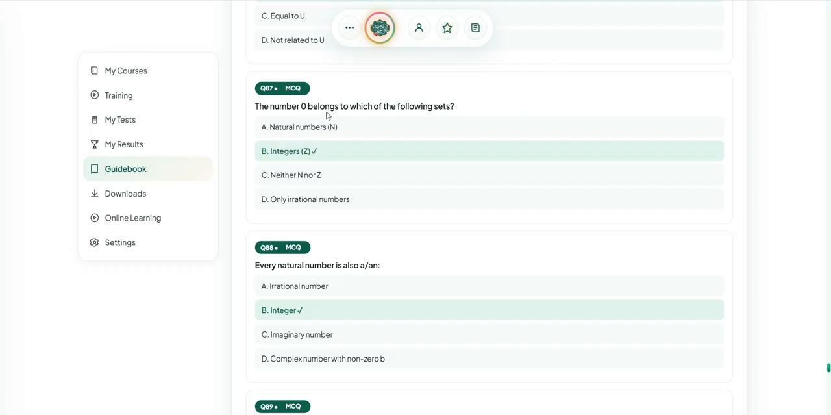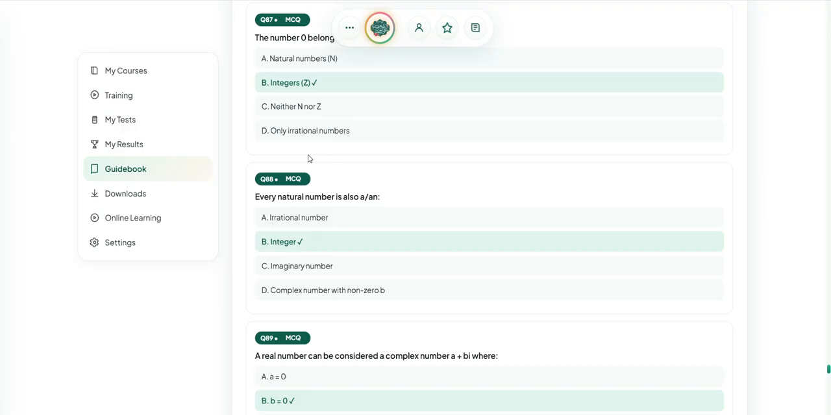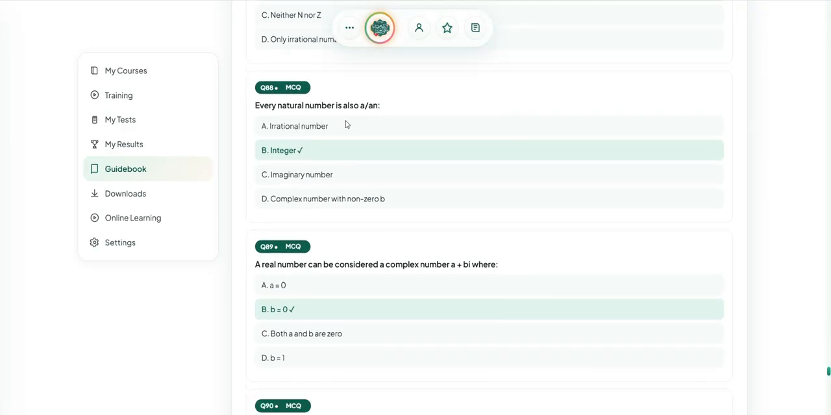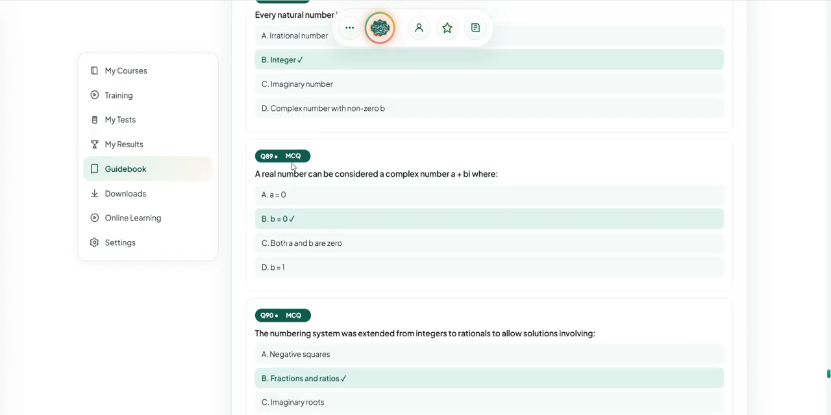The number 0 belongs to which of the following sets? Integers, Z. Every natural number is also an integer.